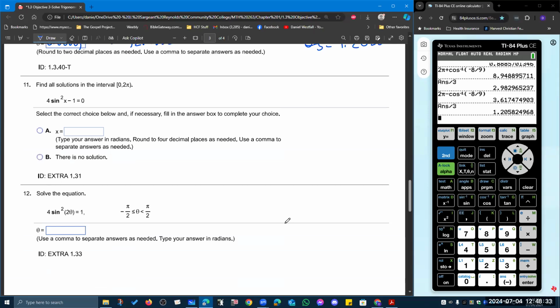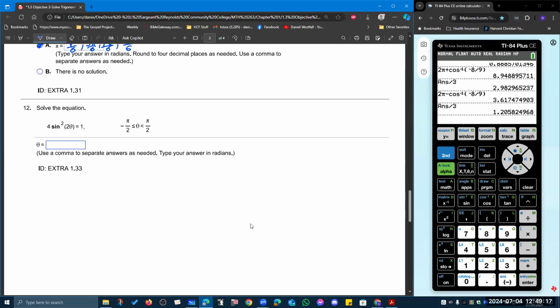All right, let's do a couple more, so we wrap up here. 4 sine squared x equals 1. Sine squared x equals 1/4. Sine x equals plus or minus 1/2. Reference angle is pi over 6. That's pi over 6, 5 pi over 6, 7 pi over 6, and 11 pi over 6. Yeah, it says between 0 and 2 pi.